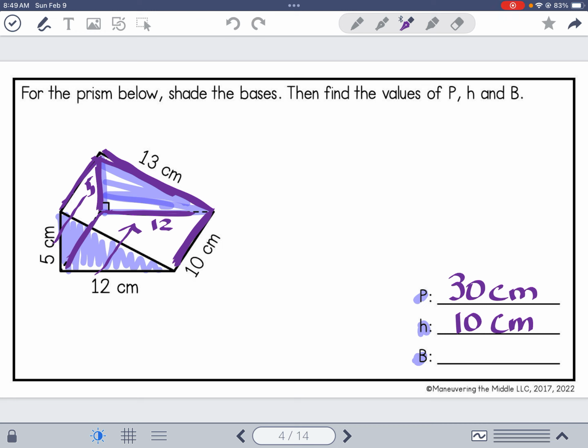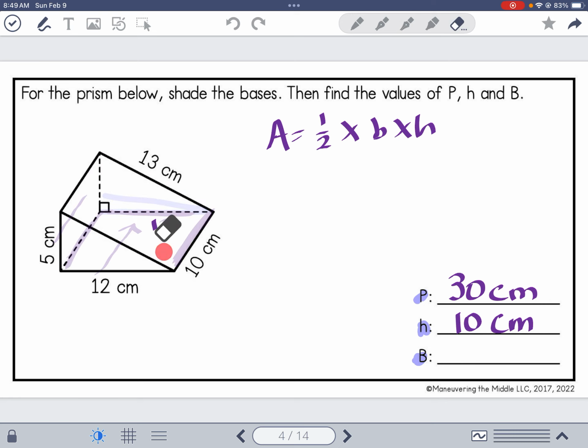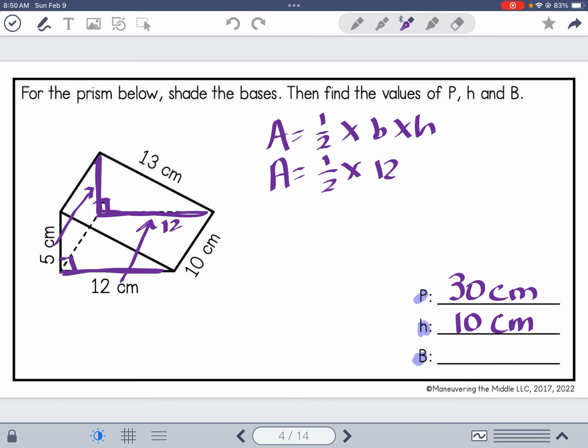So now to find the area of the base, area equals 1/2 times base times height. Let me get rid of all this so we can do just our triangle. Here's my right angle, here's my right angle. The base of my triangle is 12. The height of my triangle is 5. Area equals 1/2 times 12 times 5. Half of 12 is 6, and 6 times 5 is 30.